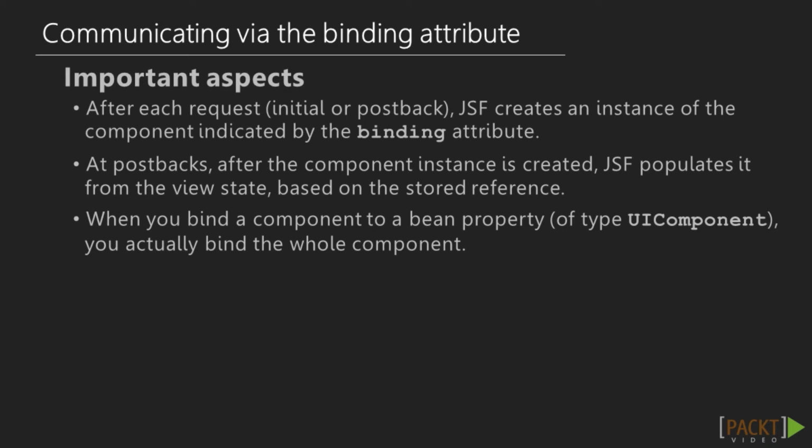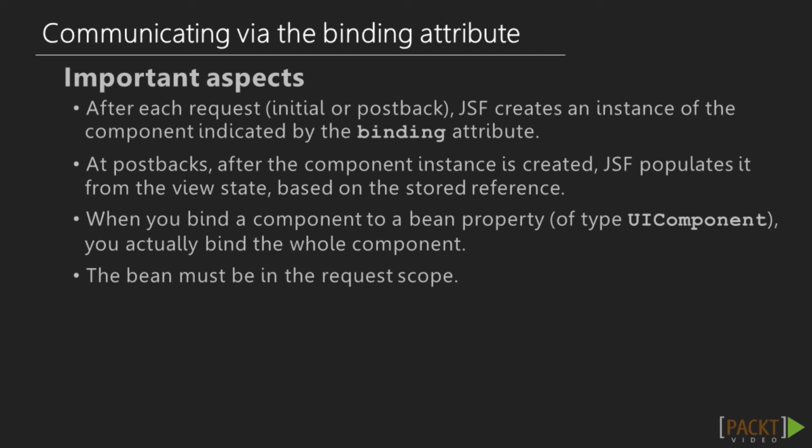When we bind a component to a bean property of type UIComponent, we actually bind the whole component. This kind of binding is not very used, and it may be useful when we want to work with or expose the methods of the component that are not available in the view, or we need to alter the children of the component in a programmatical fashion. In addition, we can alter the attributes of the component and instantiate the component in place of the page author.